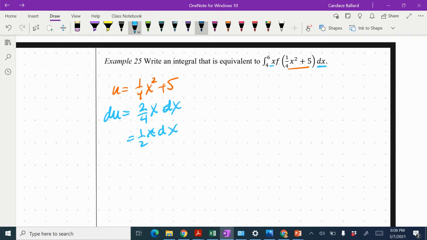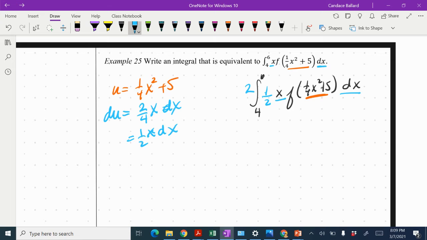So in order to get the 1/2, let me rewrite this a bit. Make it a little bit bigger. I'll purposely leave some space. Okay, so we know that we're going to use this as the u. We have the x dx, but I need a 1/2, which means if I'm going to put a 1/2 in here, I have to put a 2 in the front. So that's what we're going to add in.